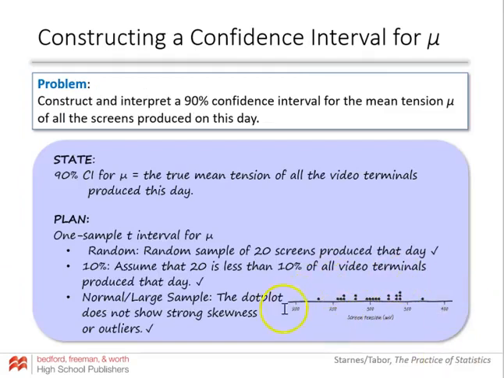This dot plot doesn't show me any skews. It doesn't show me any outliers. It's just pretty basic. So I can look at this dot plot and say no strong skewness or outliers. That condition is met.